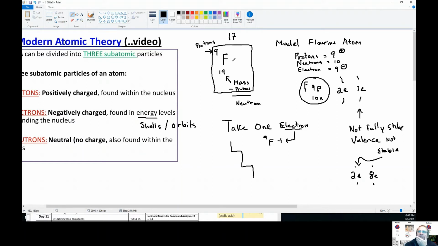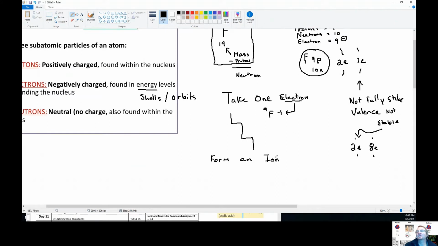So fluorine will take 1 electron and it will form an ion. So let's look at ions. If it takes 1 electron, it will form an ion, because an ion is an atom that has either lost or gained an electron. In this case, it gains. It forms an ion when it gains 1 electron.